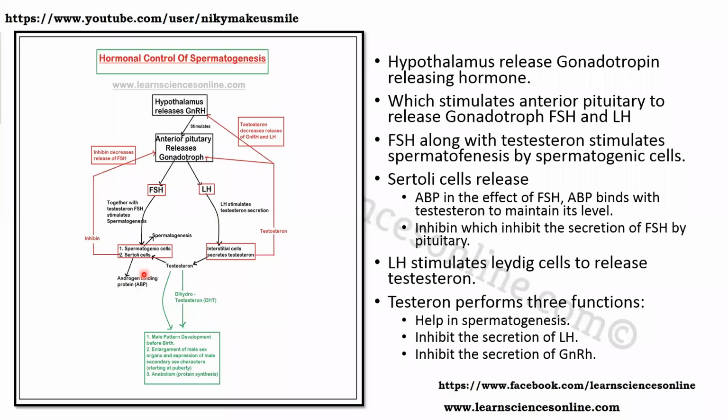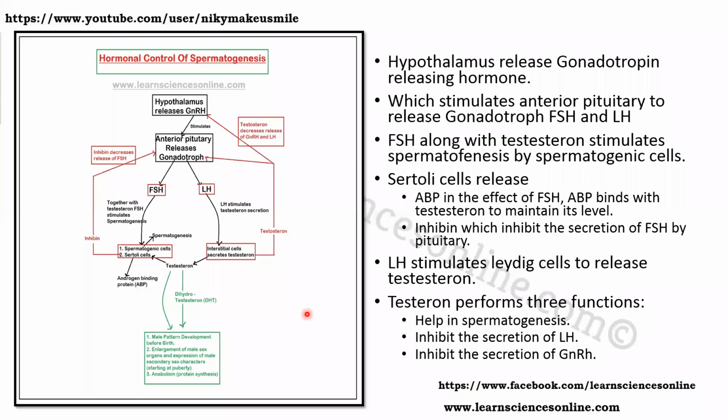Now, as we have read previously, the function of Sertoli cells. These Sertoli cells release one protein, androgen binding protein. This androgen binding protein basically binds testosterone to maintain the level of testosterone hormone. So this ABP basically controls the level of testosterone. Okay, got it?